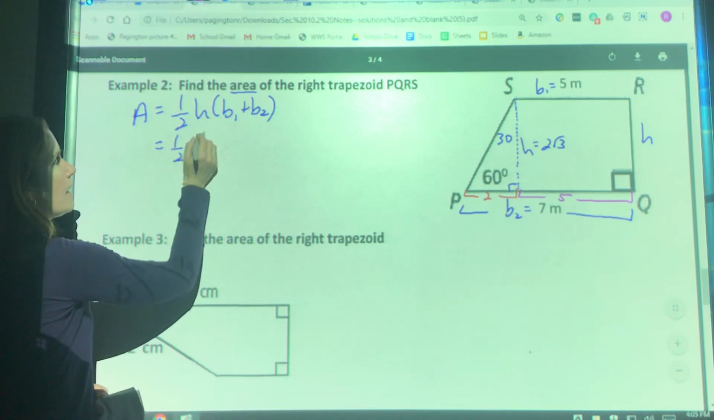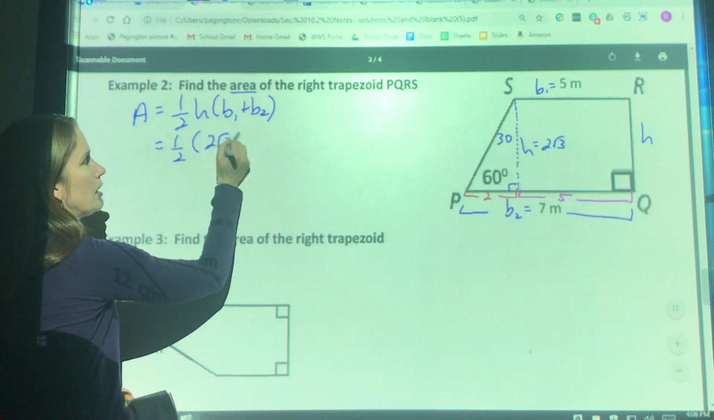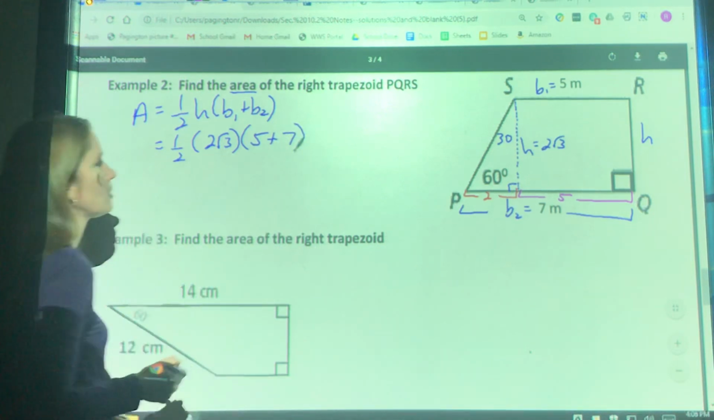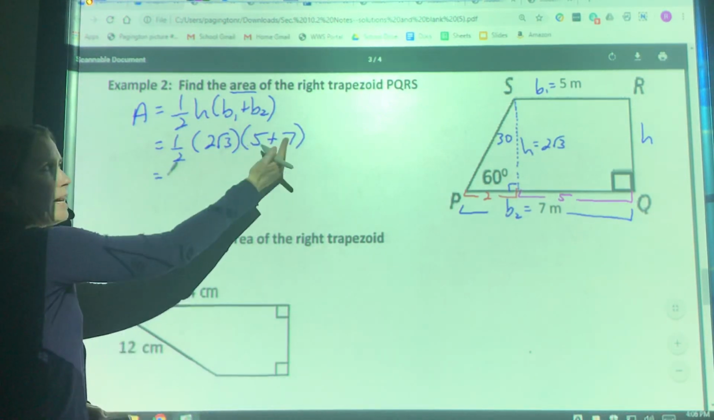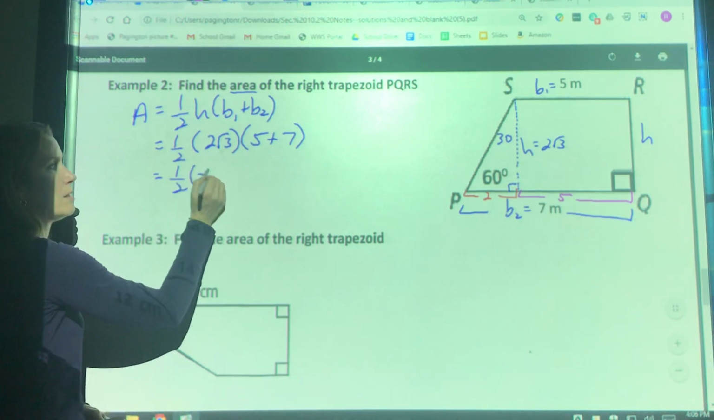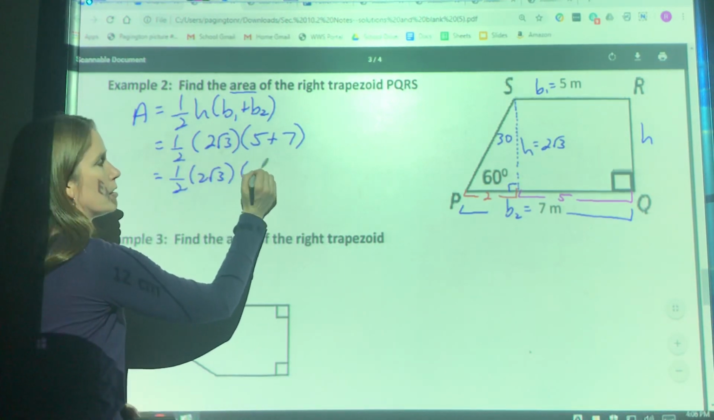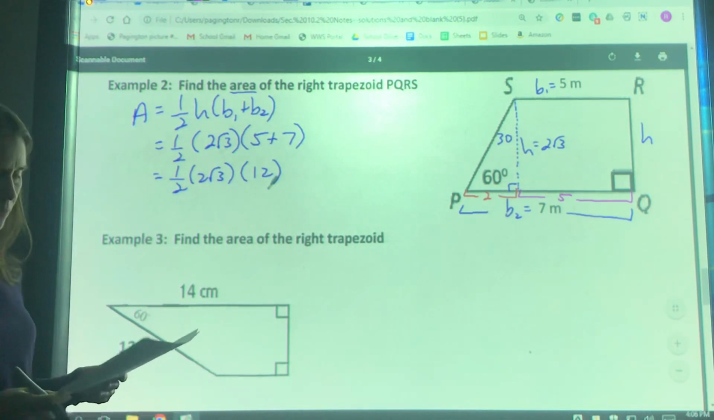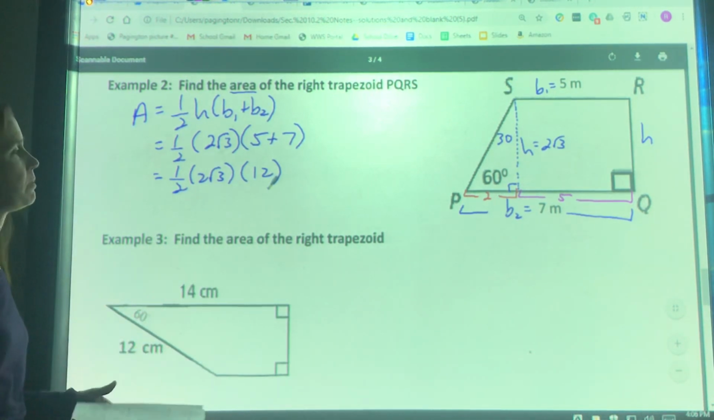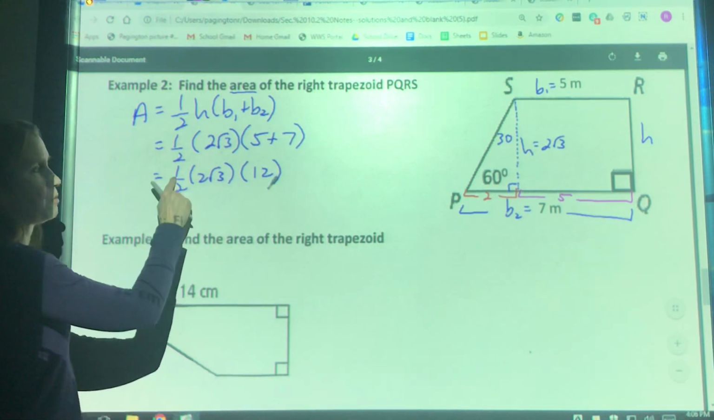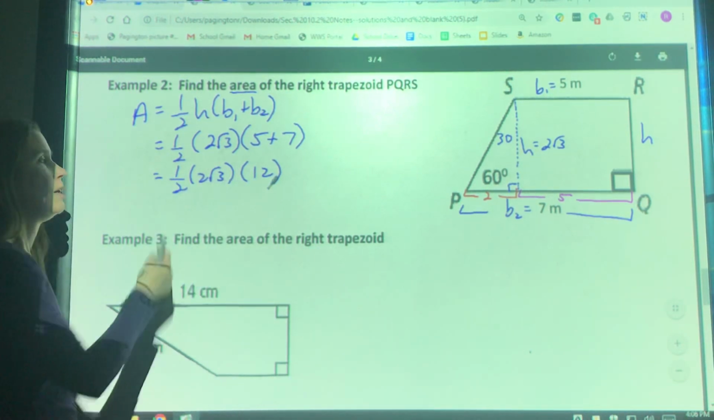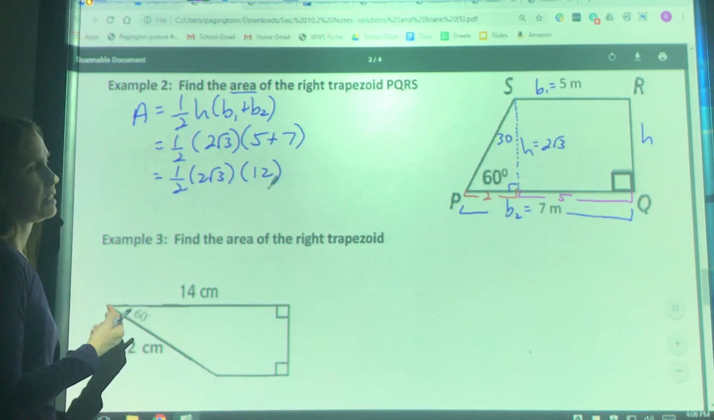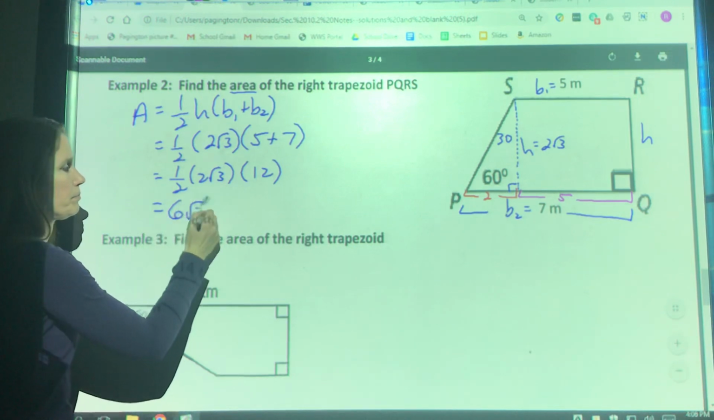So I've got 1/2, my height is 2 square root of 3, and my bases are 5 and 7. Okay? So again, I like to go and add what's in here first, which is 12. And now, if it didn't specify how to leave my answer, I'm going to leave it both ways this time. First, we'll leave it in exact form. So that means I'd multiply everything except for the square root. If I do 0.5 times 2 times 12, then I get 6 square root of 3.